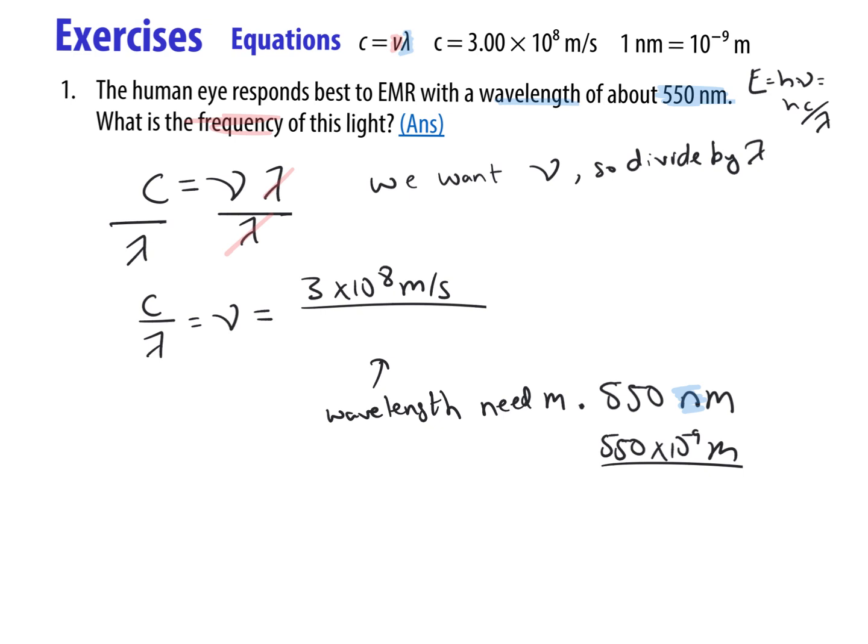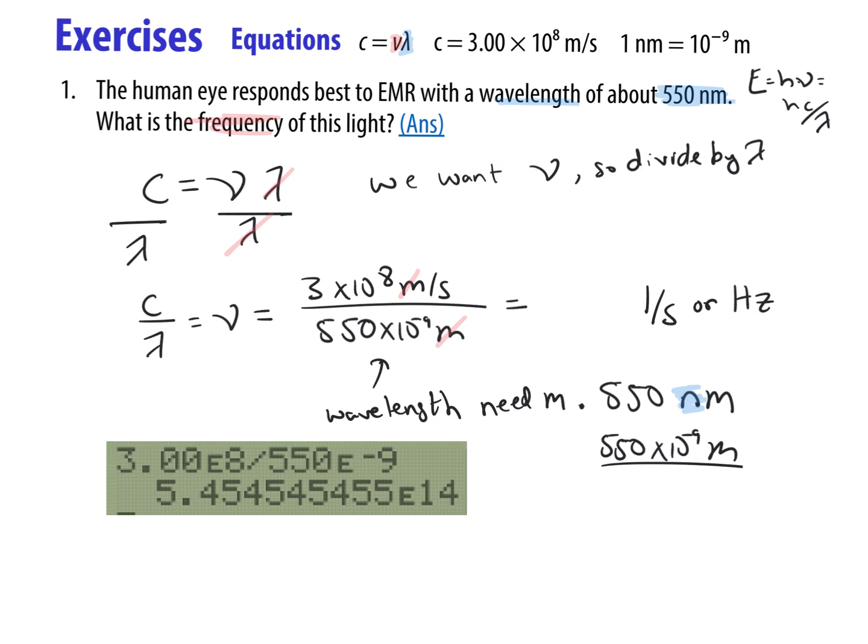And at that point, we can just plug that directly in, 550 times 10 to the minus 9 meters, and get our answer. Again, checking our units, meters cancels on top and bottom, and we just have 1 over seconds, or hertz, as our unit here. When we plug that into our calculator, we get 5.45 times 10 to the 14.